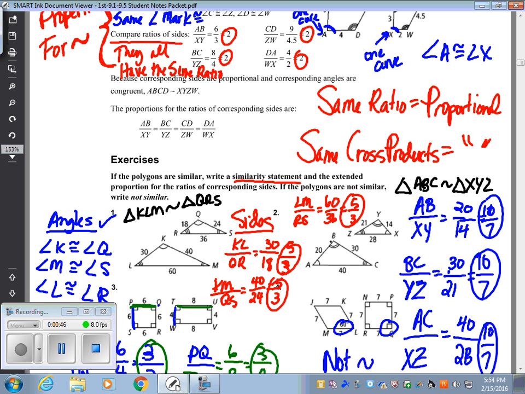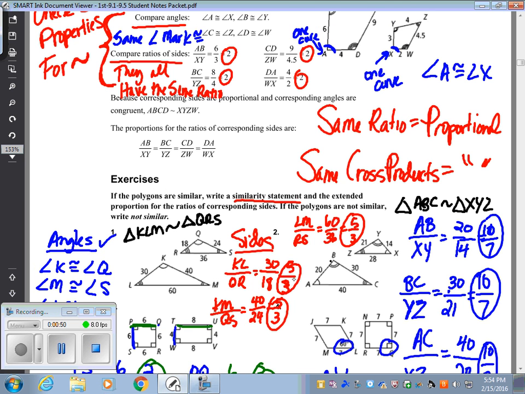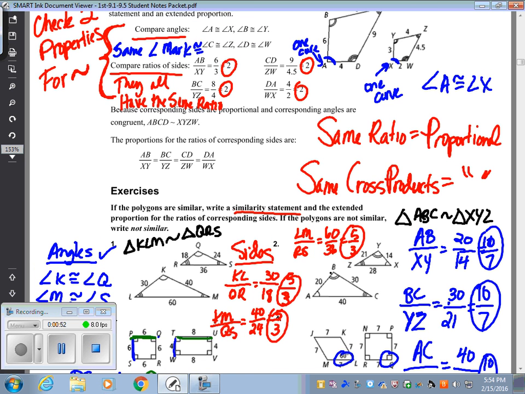So just in case you weren't too sure what we mean by same cross product, if I was looking at a ratio of 6 to 3 and let's say 8 to 4, when I check the cross product, so if I multiply 3 times 8, which is our extreme, that would give us 24. And if I check this cross product, that's also 24. So when you check your cross products, if they're the same number, then it's proportional.